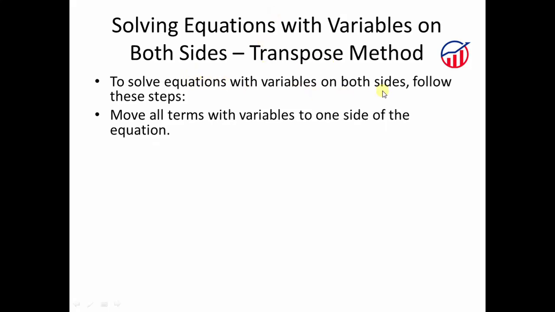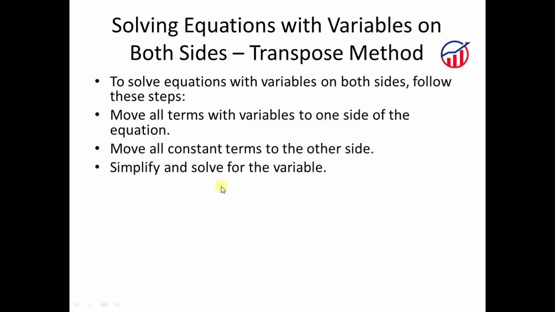To solve the equations with variables on both sides, follow these steps. Move all terms with variables to one side of the equation. Then you move all the constants to the other side and simplify and solve for the variable. So solving the same equation again over here, 2x plus 3 is equal to x plus 7. So what you need to do, you need to move all the variables on one side, the constants or the numbers on the other side, and simplify it.